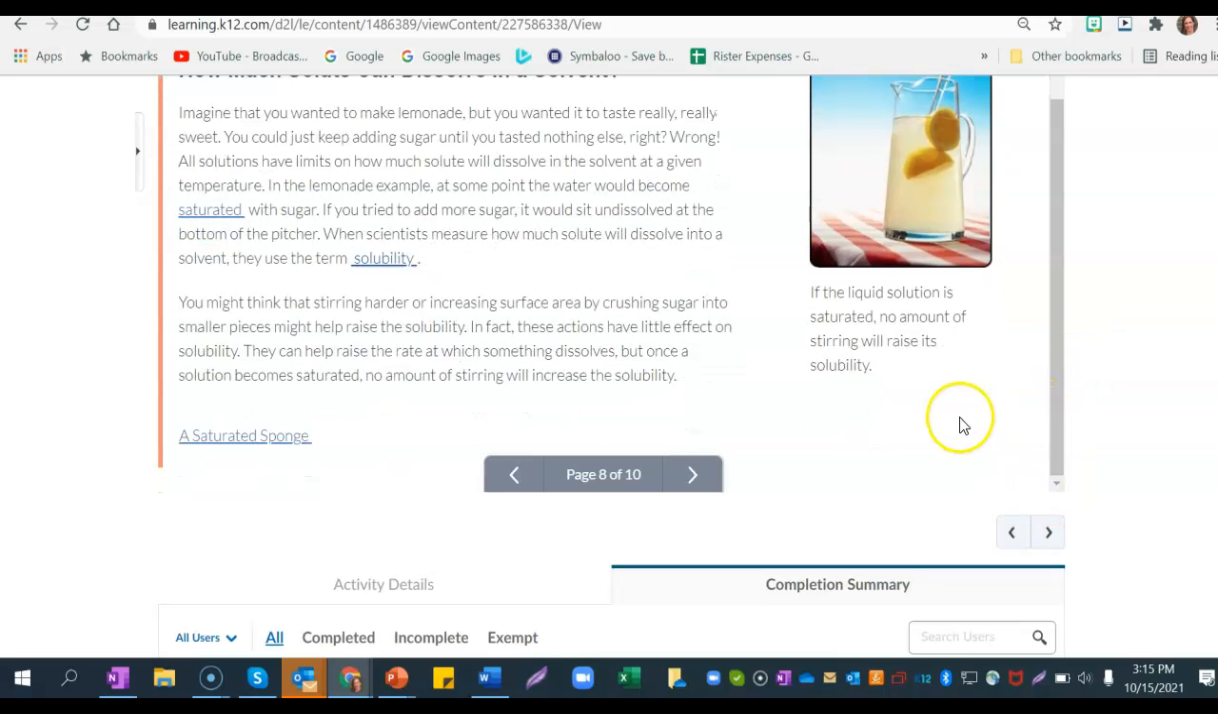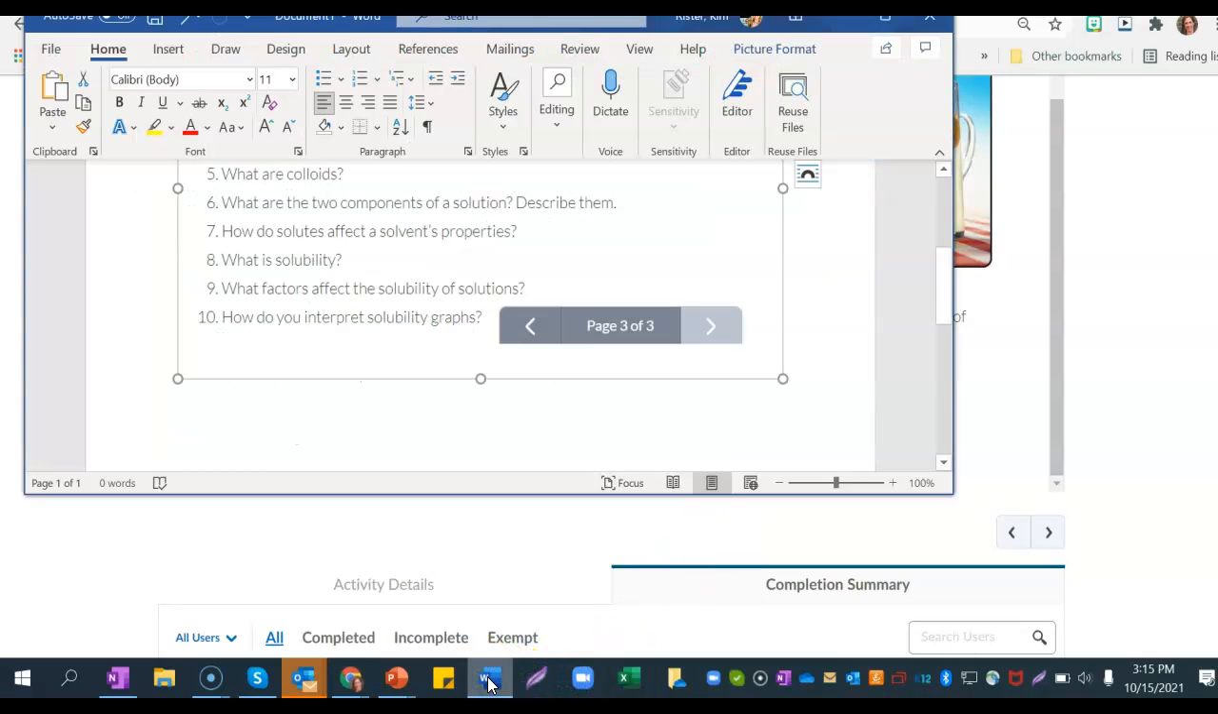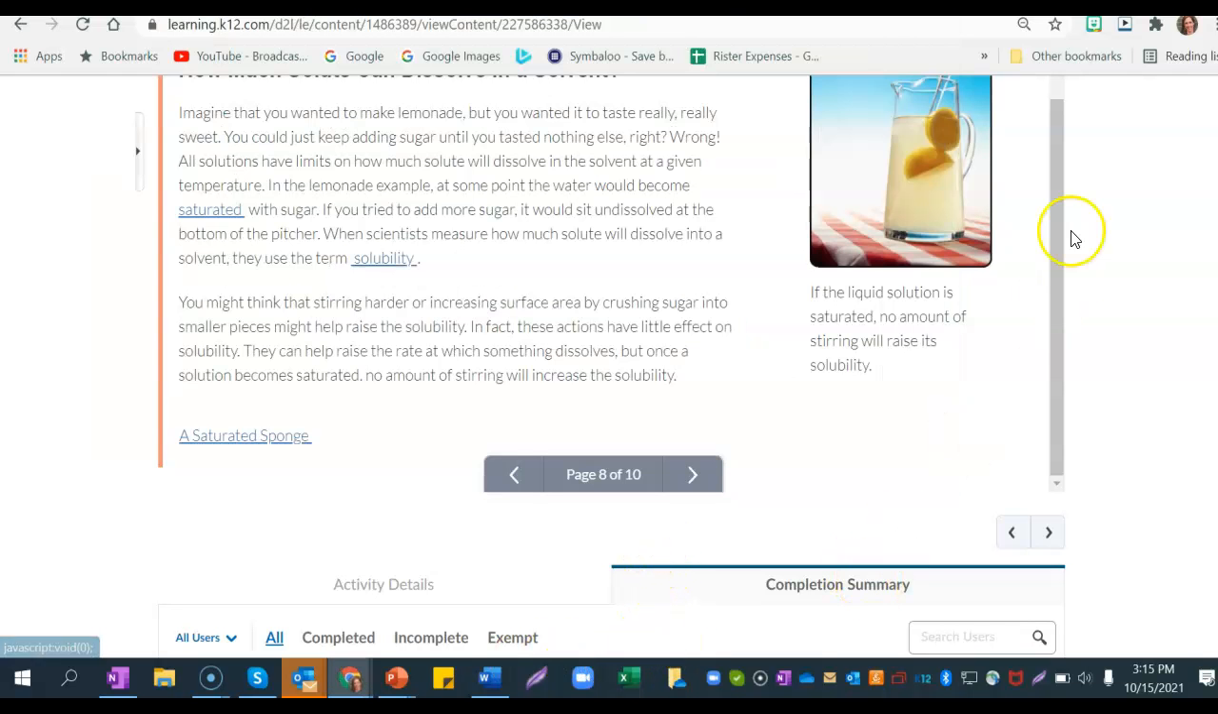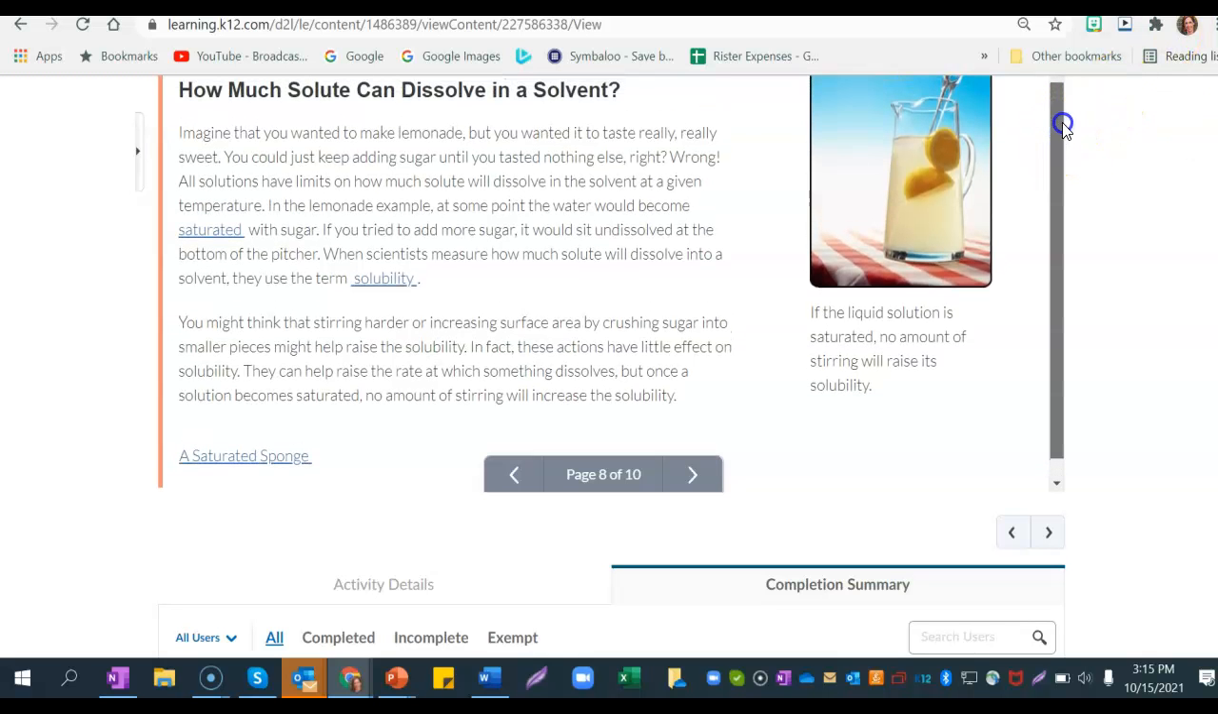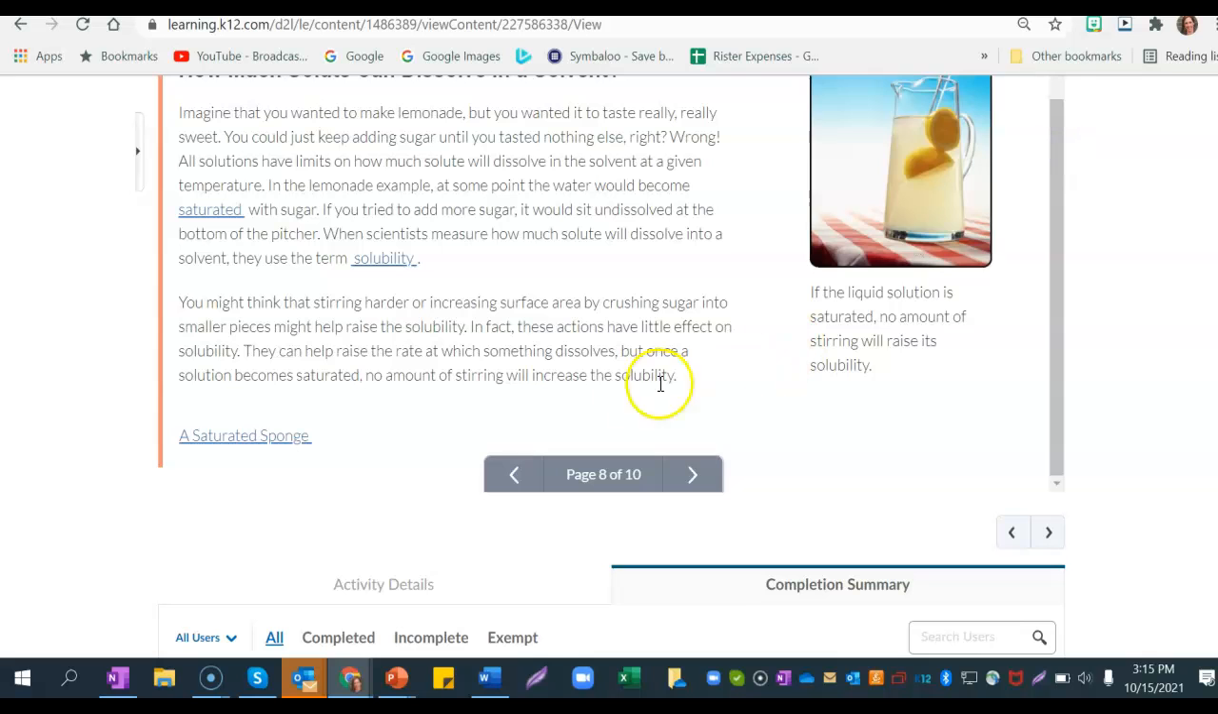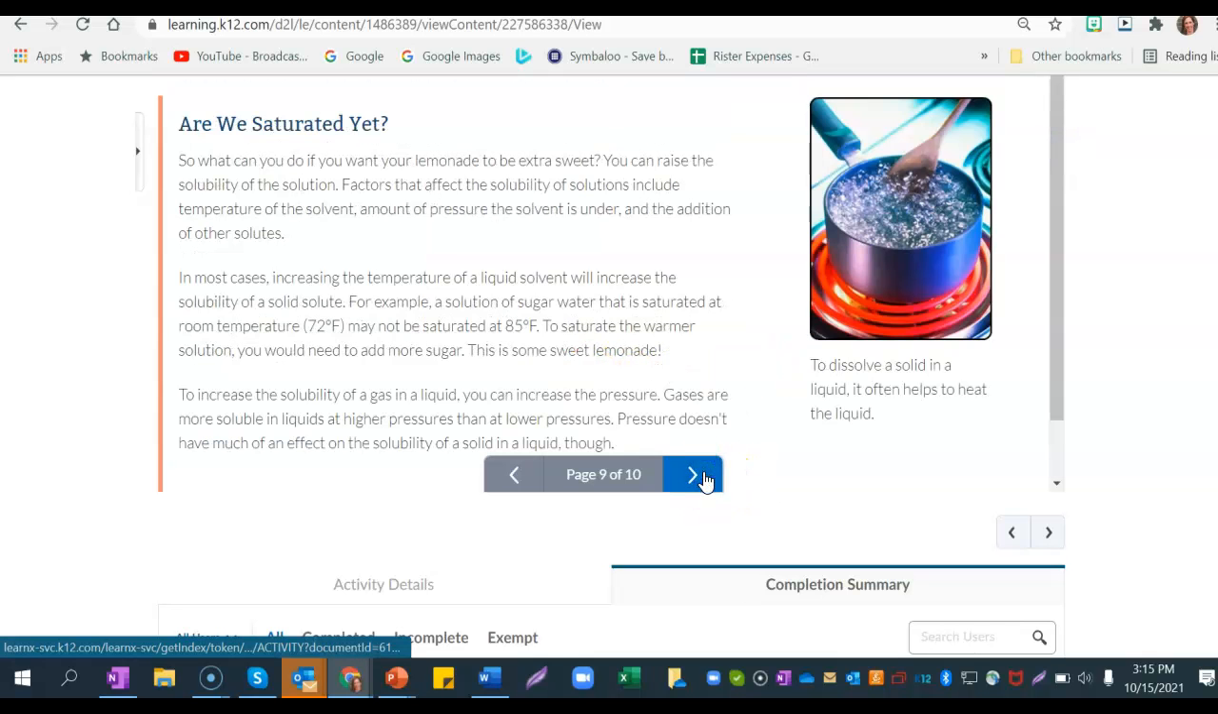Okay, so you could put that lemonade example in there. And then let's look at the guiding questions again. What is solubility? We just answered that. And what factors can affect the solubility of solutions? Okay, so temperature is one of those. Let's go on to the next page.